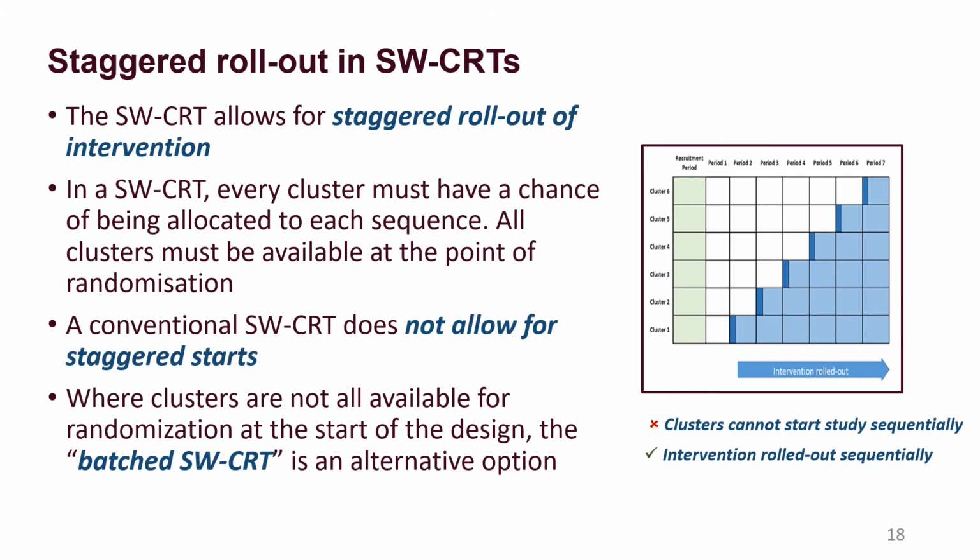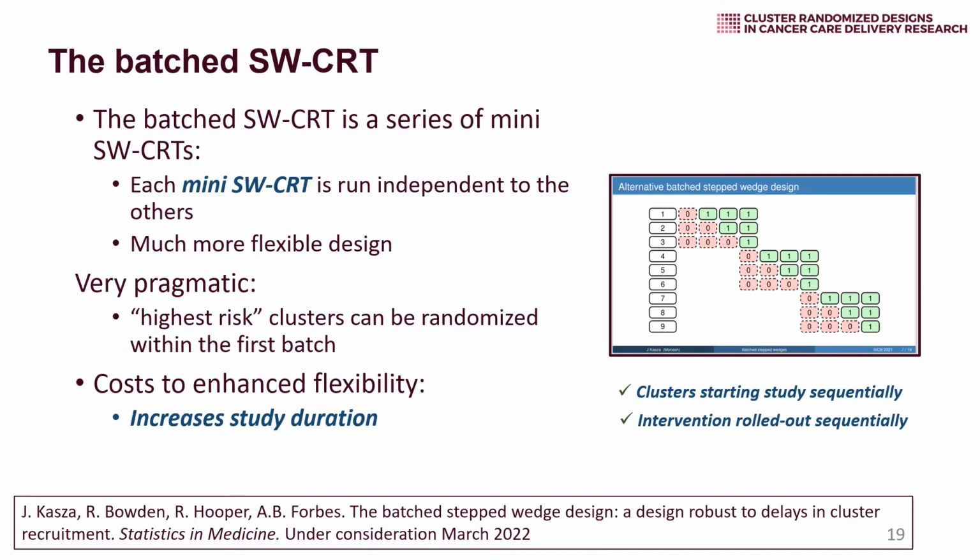Where clusters are not all available for randomization at the start of the design, something called a batched stepped wedge cluster randomized trial is an alternative option. So this is the batched stepped wedge trial. It's essentially a series of mini stepped wedge trials. Now each mini stepped wedge trial is run independent to the others. So here's one mini trial, here's another, and here's another. It's a much more flexible design because it allows what we might call the highest risk clusters to be randomized in this first batch here.